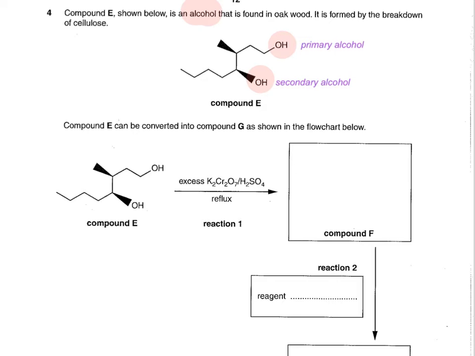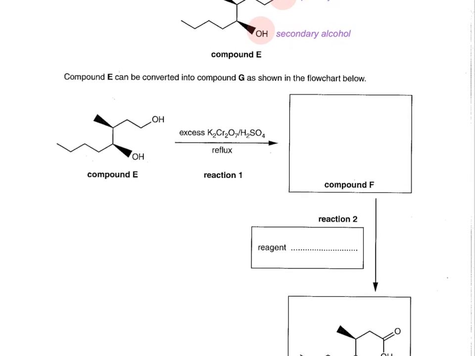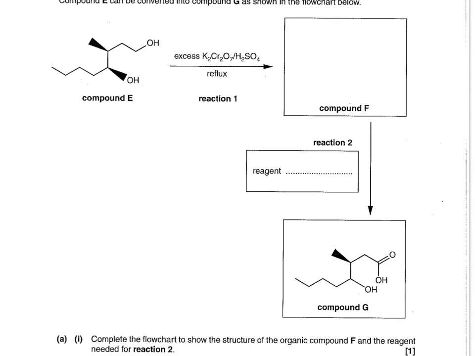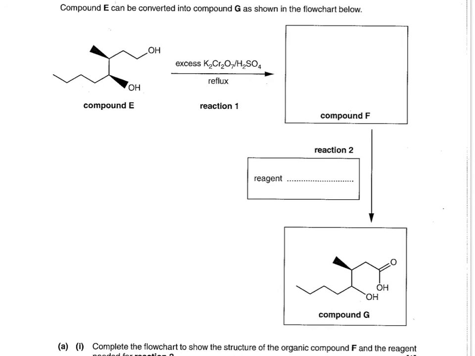So then it says compound E can be converted into compound G as shown in the flowchart below. What I'm going to need to do is to bring the page down a little bit so you can see the full flowchart. Okay, so compound G is this one down at the bottom. And you can see quite clearly that what you have is a carboxylic acid on one end of the molecule and a secondary alcohol group elsewhere in the molecule.